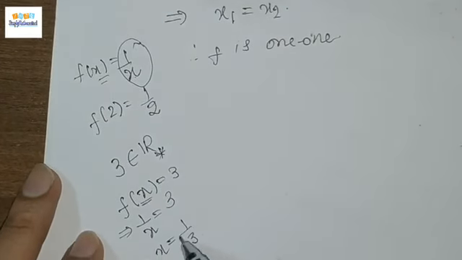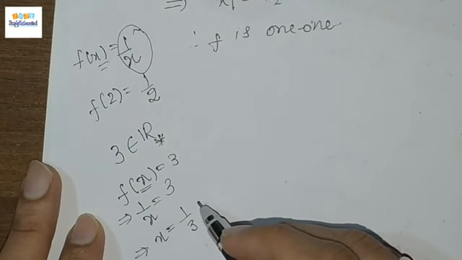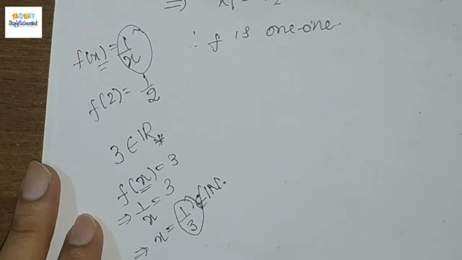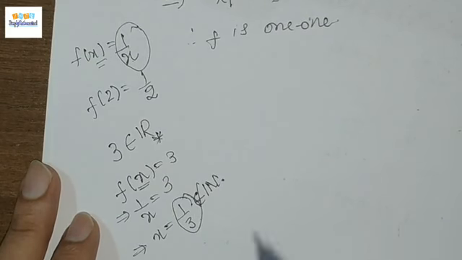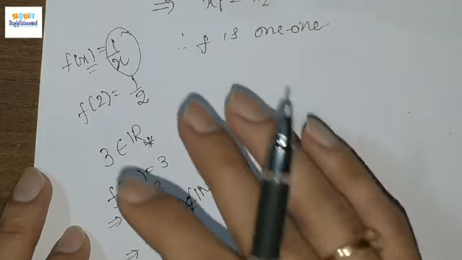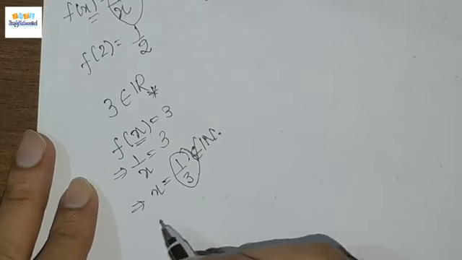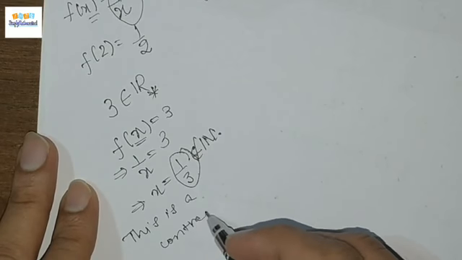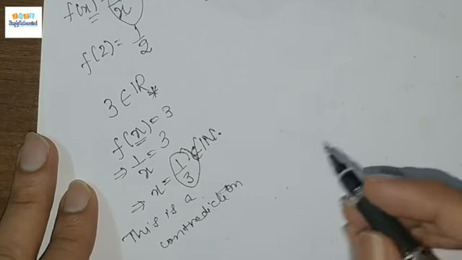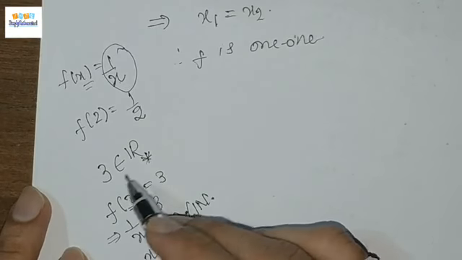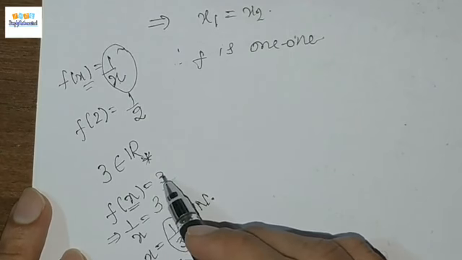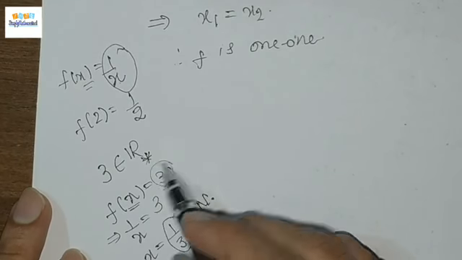Now you know that this x is from the domain, right? X is from the domain, but this is not in the domain, right? 1 by 3 is not a natural number. It is a rational number but not a natural number, right? So you get a contradiction here. This is a contradiction. Why are you getting the contradiction? Because you have taken f(x) is equal to 3. So there is no x such that f(x) is equal to 3.